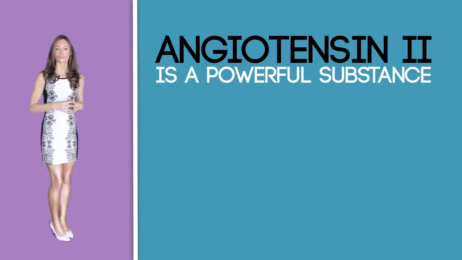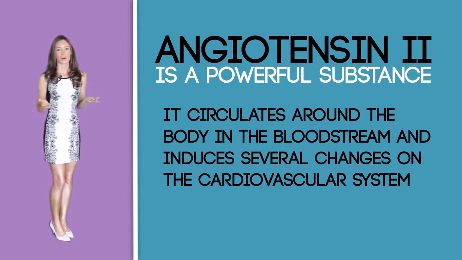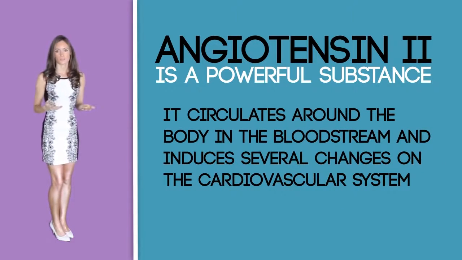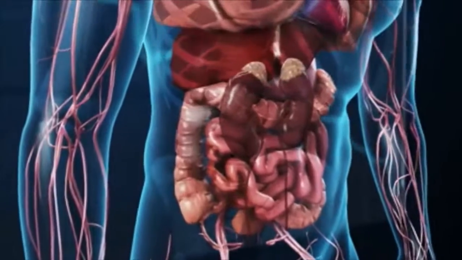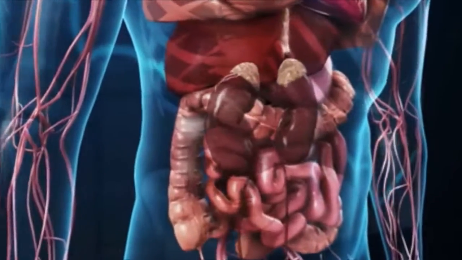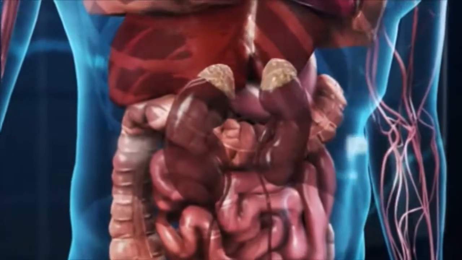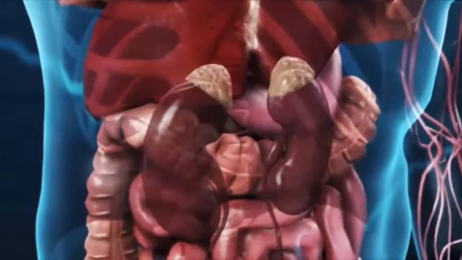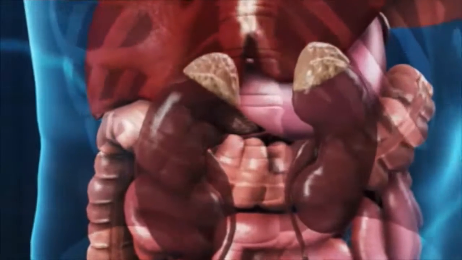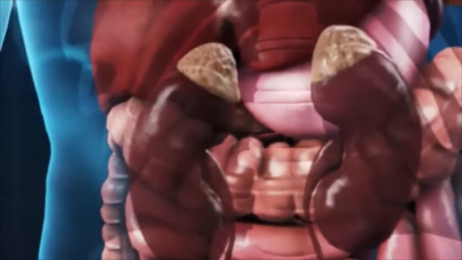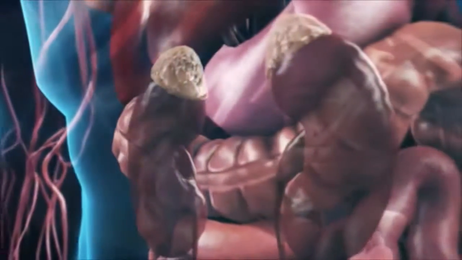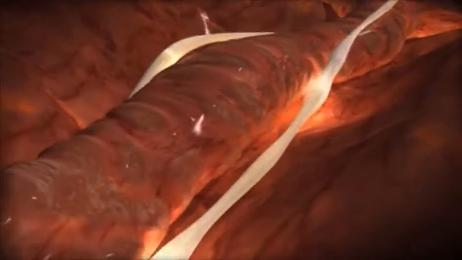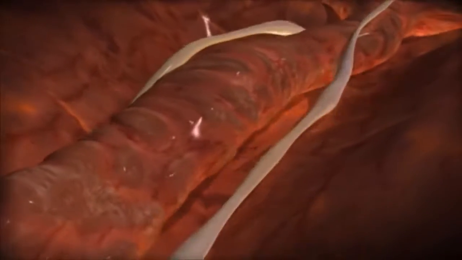Angiotensin 2 is a powerful substance. It circulates around the body in the bloodstream and introduces several changes in the cardiovascular system, such as stimulating the adrenal cortex to release aldosterone and constricting the blood vessels around the body. Aldosterone increases the reabsorption of water and sodium into the tubules of the kidneys. As a result, the volume of blood and the concentration of salt in the blood increases, leading to high blood pressure. The constriction of blood vessels and high pressure inside the vessels also means an increase in blood pressure.